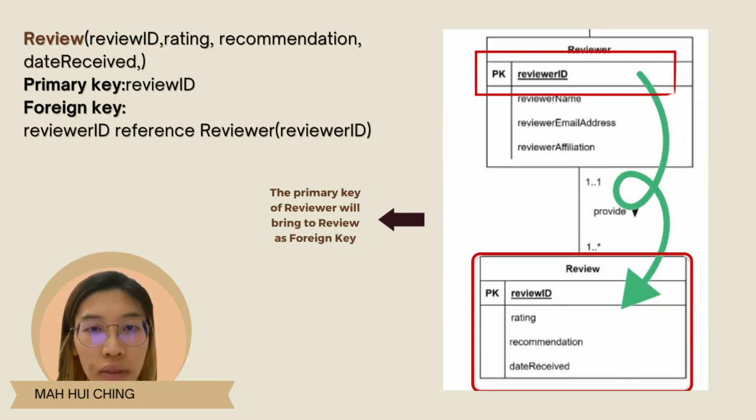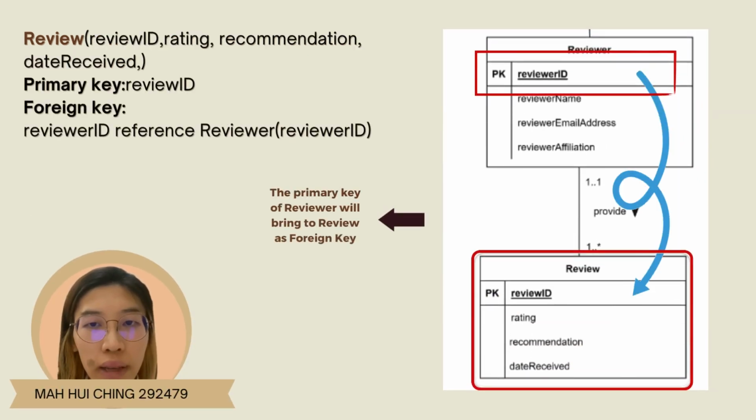The review ID serves as the primary key for the review table. This means each record in the table has a unique identifier, review ID, which is used to distinguish one review from another.